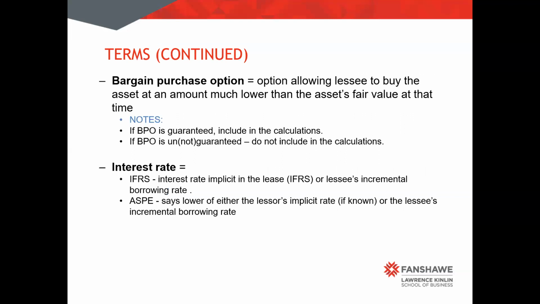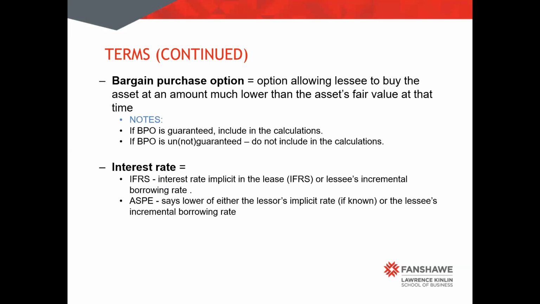A bargain purchase option is a clause that allows the lessee to buy the asset at an amount much lower than the asset's fair value. So typically, if you look at an asset, 5 years, say it's 100,000, maybe it should be worth 20,000 on the market, but your lease says at the end of the 5 years, you have the right to buy it for $1,000. Well, that would be considered a bargain purchase option because it's much lower than the fair value at that point in time.